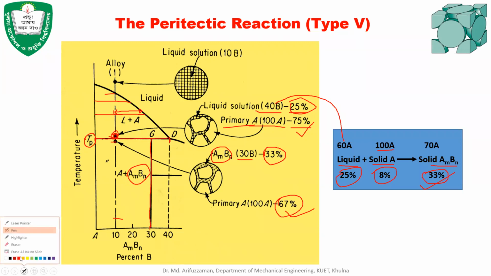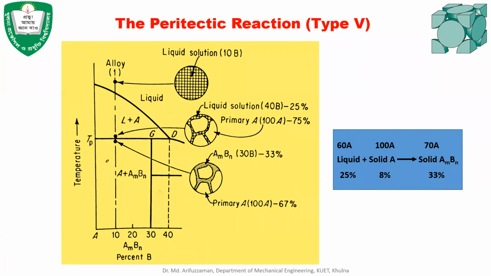Okay, let me repeat it once more, just for clarification. For alloy 1, the liquid will have the uniform chemical composition. When the temperature drops below this liquidus line, then solid A starts to produce, and just before the temperature Tp, the percentage of solid A is 75%, and the liquid solution will have 40% B, and the total amount of liquid will be 25%.